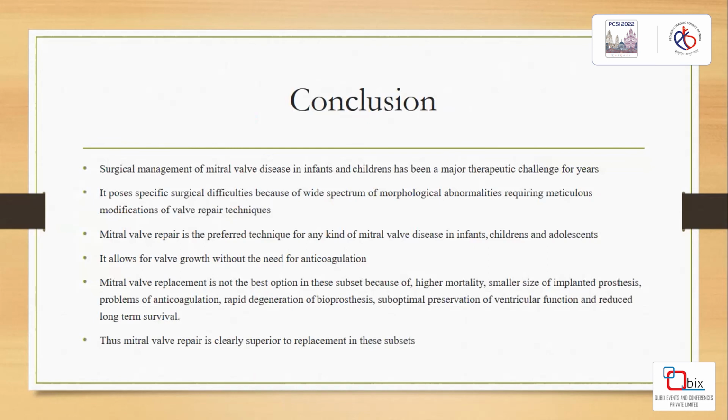So in conclusion, surgical management of mitral valve disease in infants and children is a major therapeutic challenge. It poses specific surgical difficulties because of the wide spectrum of morphological anomalies. Like I said, it's like dealing with a Rubik's Cube. Mitral valve repair is the preferred technique, allows for valve growth without anticoagulation, and that is why mitral valve replacement is not the best option.